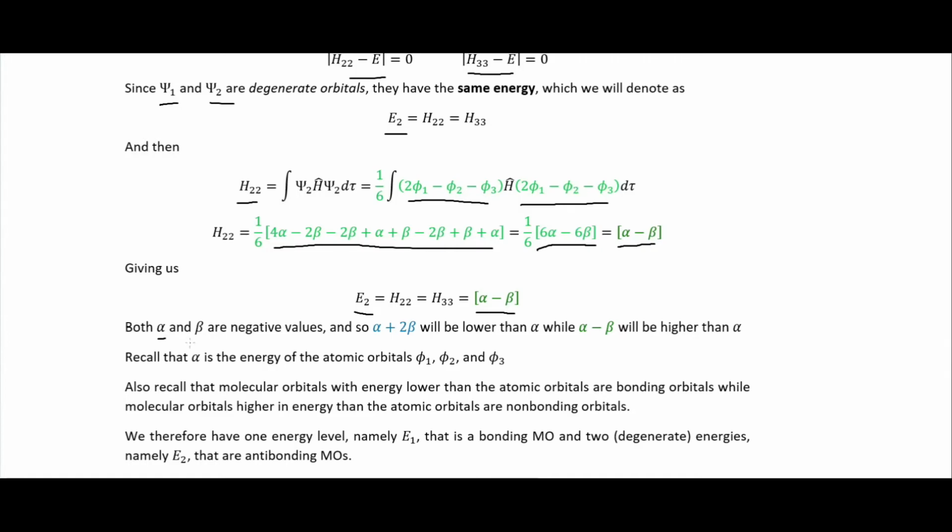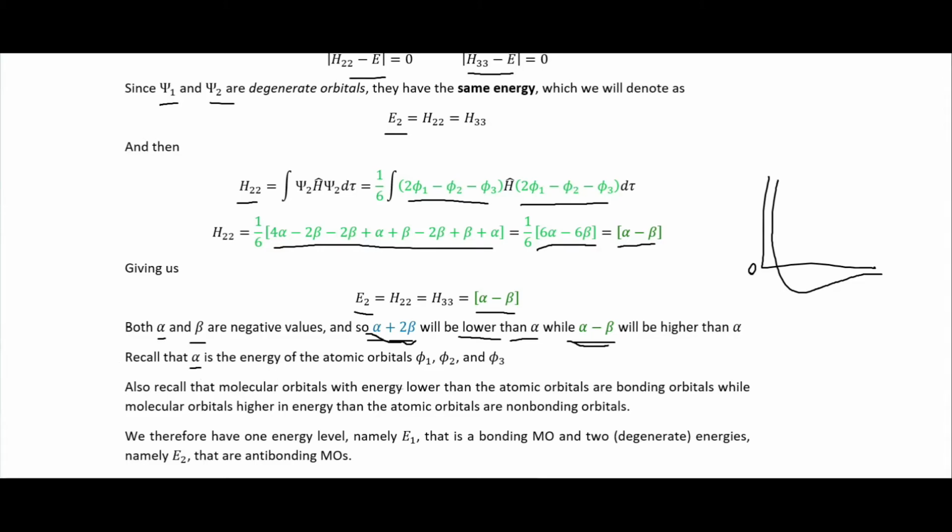So both alpha and beta are negative values because we're always talking about negative energies here. If you remember, the potential looks something like this. And so we always have this below 0, this negative energy when we're talking about bonding here. So that means that alpha plus 2 beta is essentially minus alpha minus 2 beta. And so that's actually lower than alpha, while our alpha minus beta is higher than alpha because it's alpha minus a minus, and so it ends up being plus. And so the alpha plus 2 beta, as I said, is lower than the alpha minus beta.